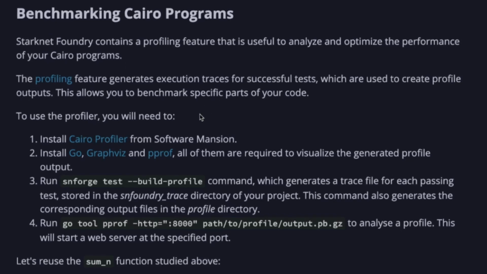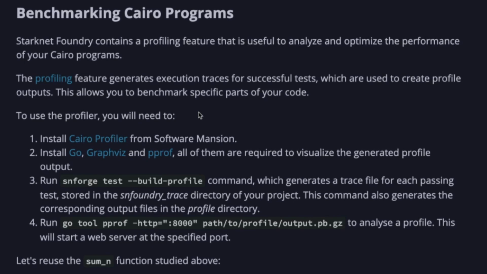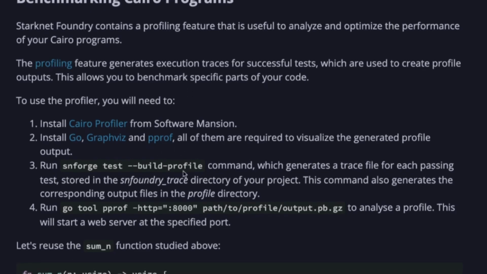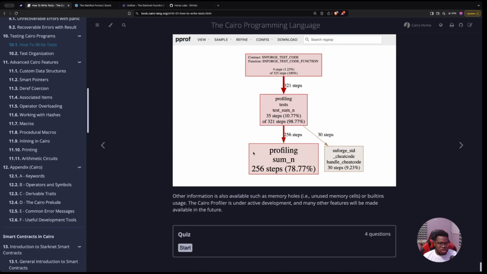Something else we'll probably not touch on is benchmarking Cairo programs. The profiling feature is a new feature that was added, I think, to Starknet Foundry, which you can use to analyze and optimize the performance of your Cairo programs. So I'll urge you to install the Cairo profiler and try this out. It's an interesting thing to use. So let's take our quiz and dive into the next subchapter where we look at test organization.